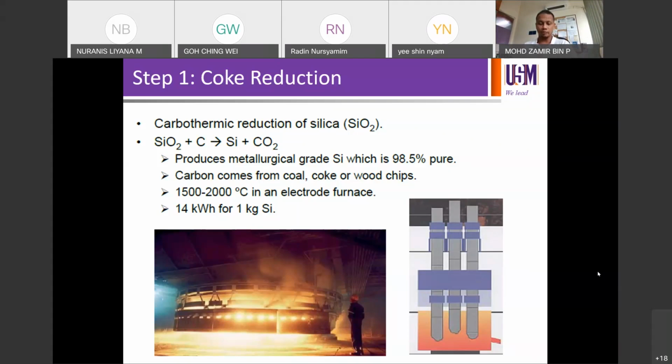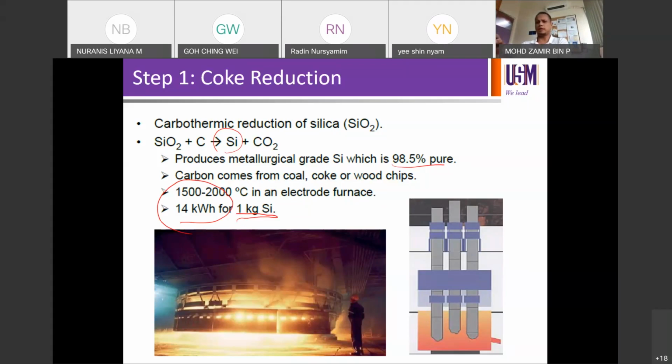So that's simplified as carbon, so we'll produce silicon plus CO2. The output there is MgSi. You can see here, this one is actually MgSi, 98.5% purity. Carbon comes from the coal, coke, or wood chips. So it's a high temperature process, 18 kilowatt hour. This is the energy usage, the electricity consumption for 1 kilo of silicon.